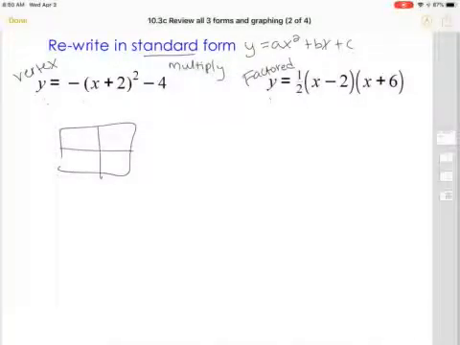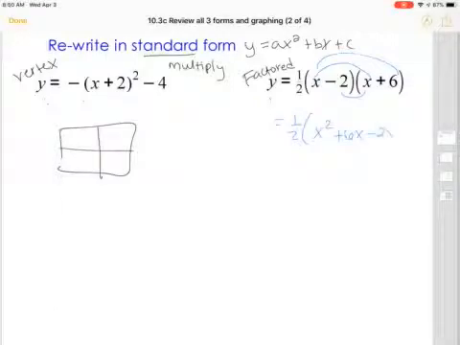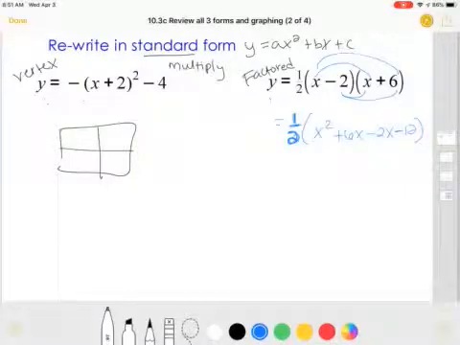So we have x times x would be x squared. X times 6 would be 6x. Negative 2 times x would be negative 2x. And negative 2 times 6 would be negative 12. Okay, and then really important, don't lose that a value, right? Since we were multiplying half by our factors, now that we've multiplied our factors out, we still have to distribute that half into our problem. So we have half times x squared. Well, 6x minus 2x is 4x. And again, now we can distribute that half through.